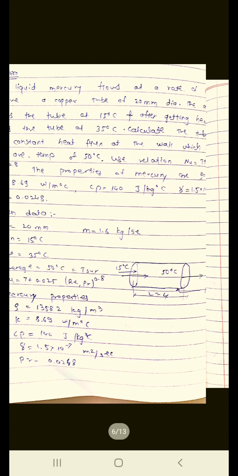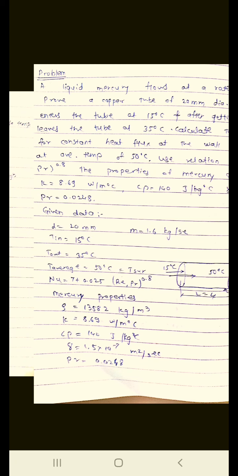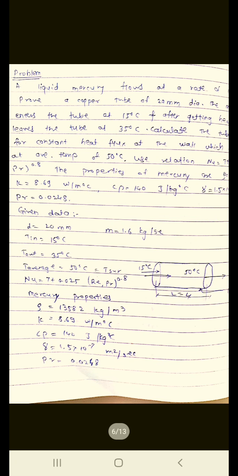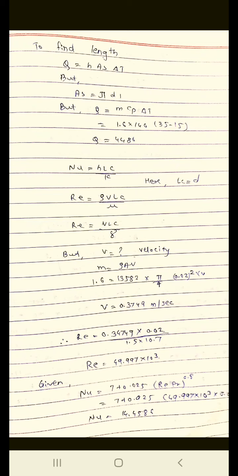The properties of the mercury are given, that is thermal conductivity K value, Cp, nu, and Prandtl number is directly given 0.0248. So we will write first the given data, whatever is given, that is diameter, mass flow rate, in temperature, out temperature, average temperature, and properties of the mercury. So to find the length, we start with Q is equal to h A delta T. A is nothing but the surface area. So surface area is pi d L. And also Q is equal to m Cp delta T.